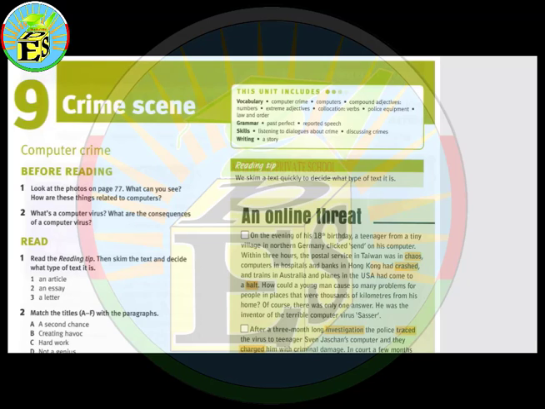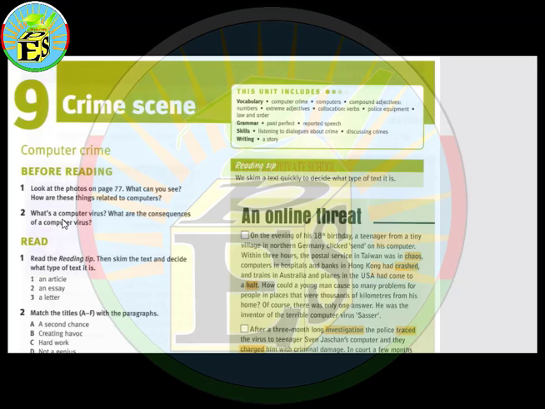I hope you're fine. Today we will start Unit 9, Crime Scene. So please open your students' books, page 76. We have here crime scene. What's the meaning of crime scene? It's the location of a crime. Why you shouldn't move anything at a crime scene before the police arrive, because you may disturb important evidence.